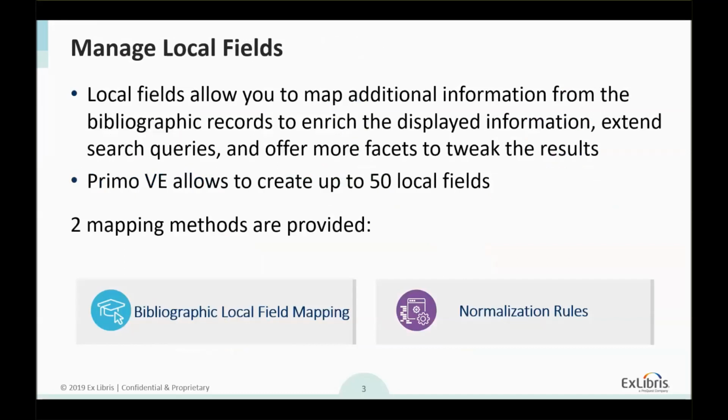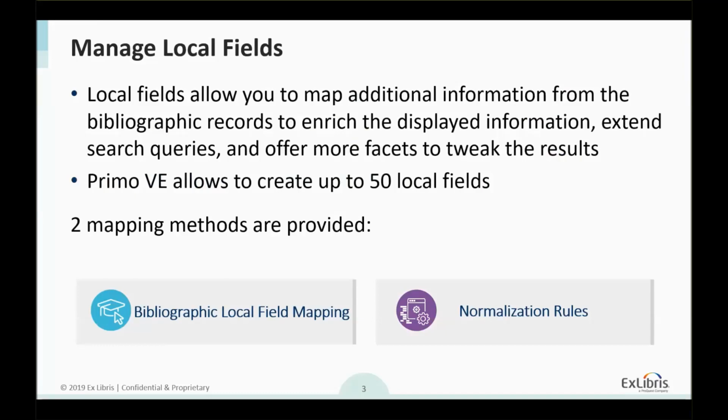So let's start with managing local fields. Every institution has its own unique information in the bibliographic records, and there are fields and information that the library would like to present for the users, to open the ability to search on this information, and also to present it as an additional facet to tweak the results.